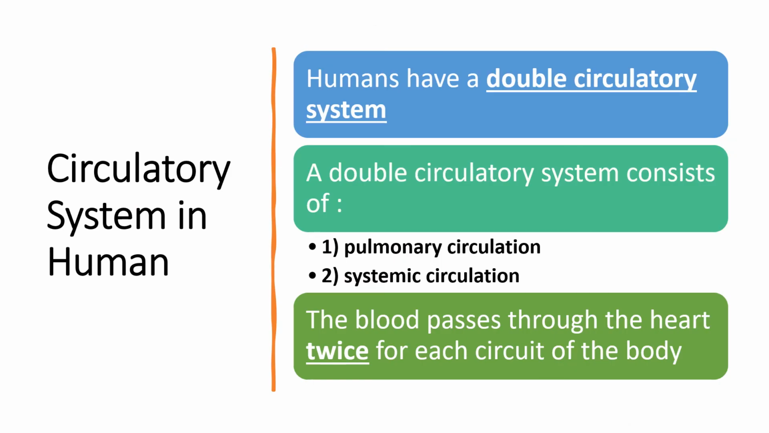Humans have a double blood circulatory system, which is made up of the pulmonary circulatory system and the systemic circulatory system. The blood passes through the heart twice for each circuit of the body.